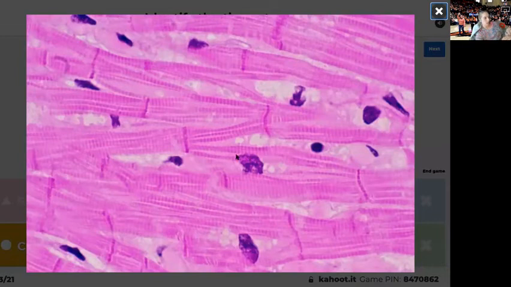And they don't have nuclei everywhere. Okay? They have these kind of single nuclei. And they're also known as what are called branching cells. So they branch kind of like a V.